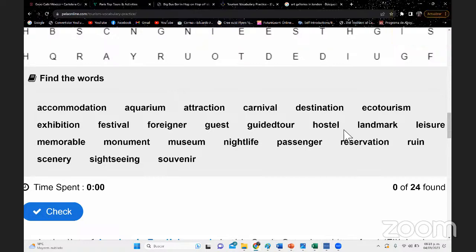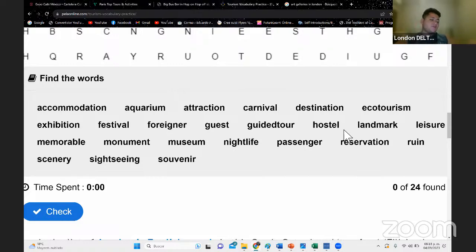Un hostal. Yes, you know what? How can you explain it to other person? What if someone doesn't know what a hostel is? How can you explain that? ¿Cómo podríamos explicar qué es un hostel?